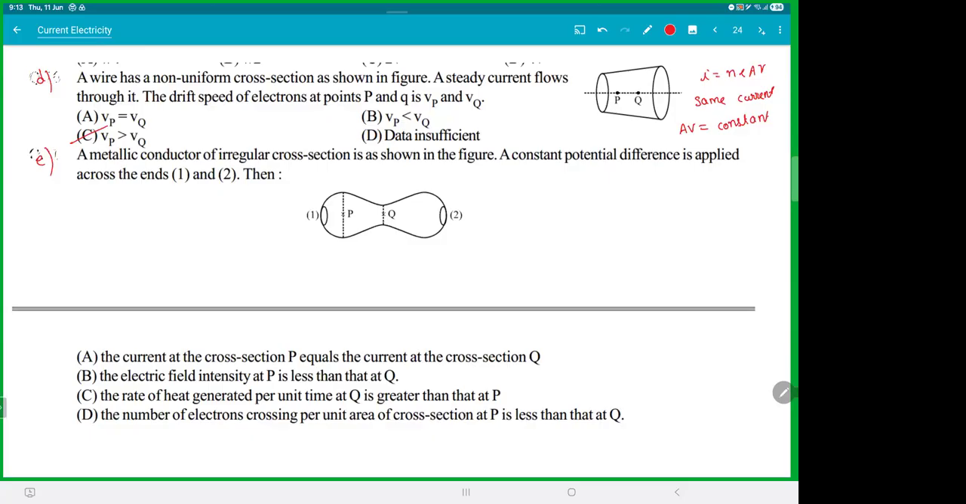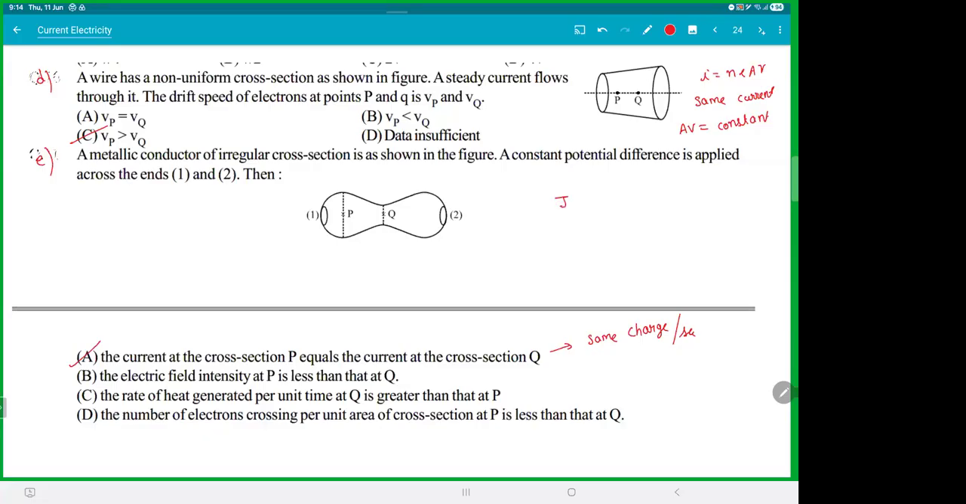Okay, let's look at each one. The current at the cross section P equals the current at the cross section Q. True, because the same charge will flow through them. Because the current is charge per time, it does not depend on area. First option is right.